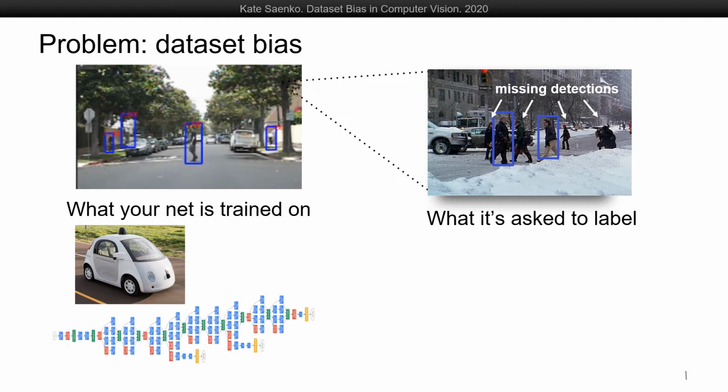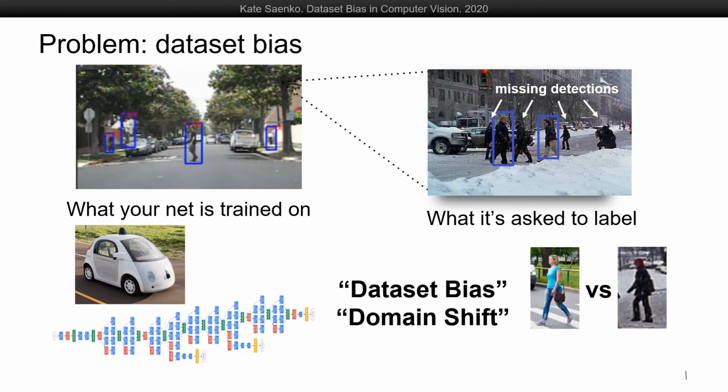So this problem is called the problem of dataset bias, or another name for it is domain shift, where the source data is one domain and the target data that we get at deployment is called the target domain, and it has a shift: the distribution over the input data has shifted from training to test time. That's the key definition of the problem.